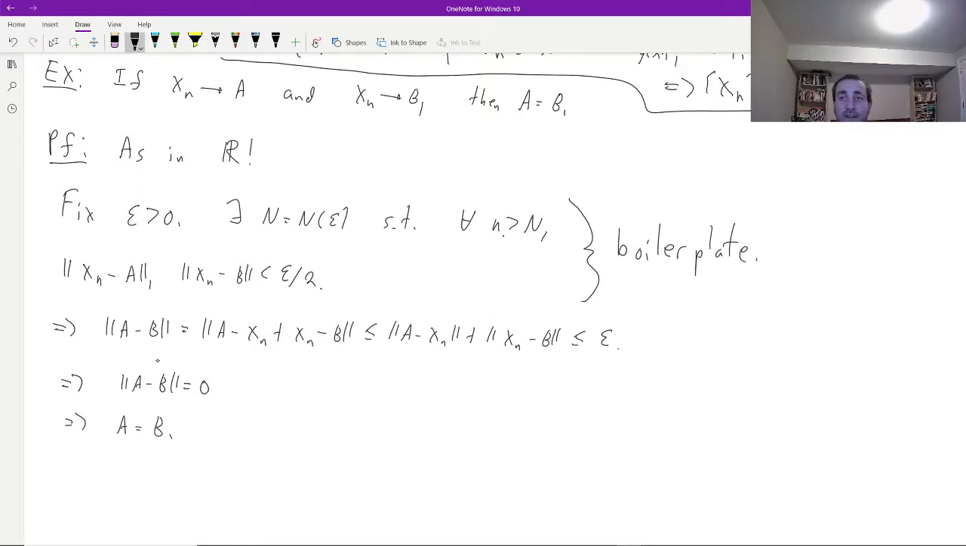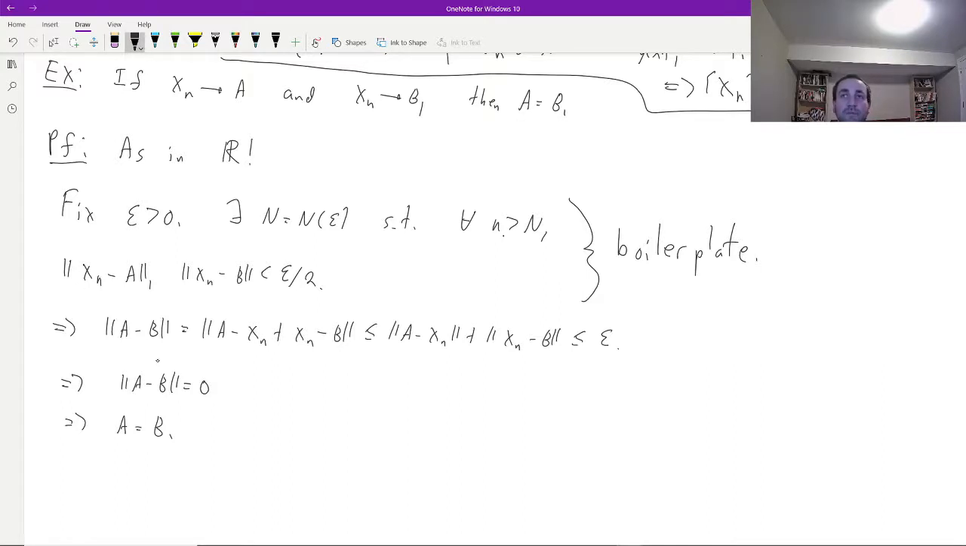And then we actually have to do the calculation, and we're just going to be using the sort of usual add 0 trick followed by the triangle inequality. So a minus b is equal to a minus x_n plus x_n minus b. And then using the triangle inequality, that norm is less than or equal to the norm of a minus x_n plus the norm of x_n minus b, which itself is less than or equal to epsilon. Since that's true for every epsilon greater than 0, in fact, the norm of a minus b is equal to 0. And since this is really a norm, if the norm of a minus b is 0, that means that in fact a must be equal to b.